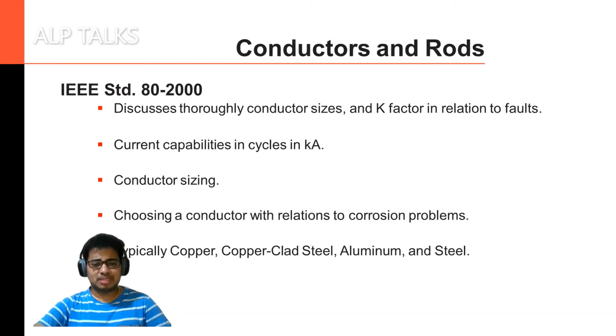This is a little bit more explanation. The standard discusses thoroughly conductor sizes and K factor in relation to faults and all, current capabilities in cycles, in kiloamps, and conductor sizing. Choosing a conductor in relation to corrosion problems also matters a lot, because every year due to corrosion, the conductor can keep deteriorating or reducing in size. So those things we also have to take care of. Typically we have copper-clad steel or aluminum and/or steel. We can use any of them from a rod point of view.